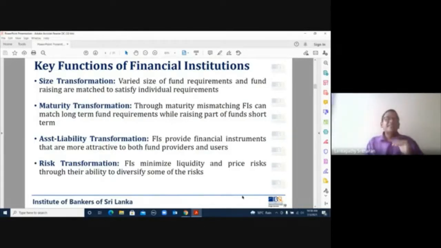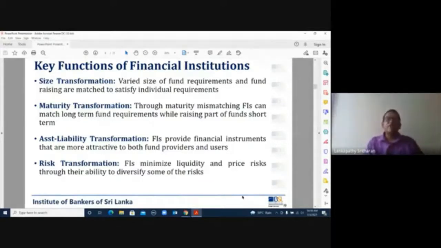The fourth one is asset liability transformation. The financial institution provides financial instruments that are more attractive to both fund providers and users. Because when a person has excess money, he prefers to give it to the financial institution and get a fixed deposit certificate rather than giving it to the deficit person directly. So they are doing the asset liability transformation. That is another key role of the financial institution.